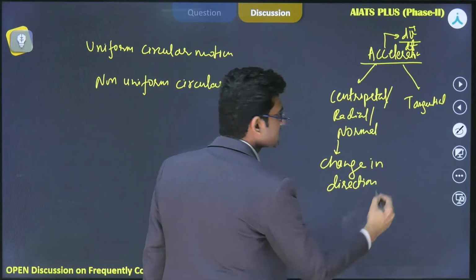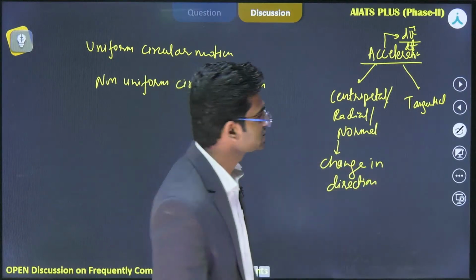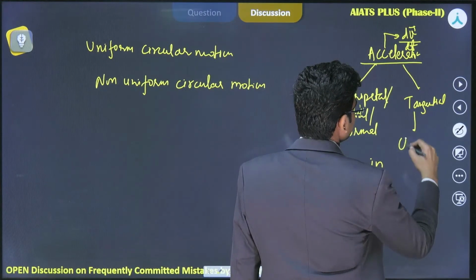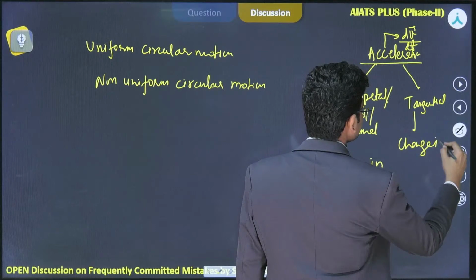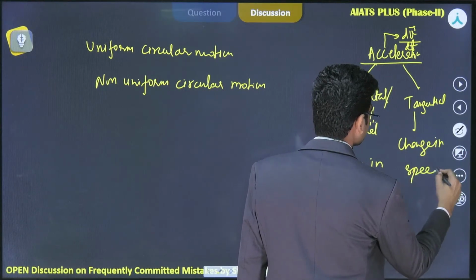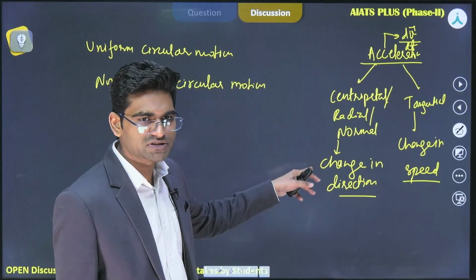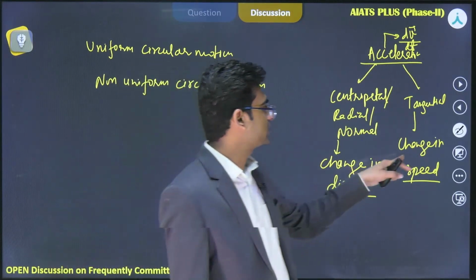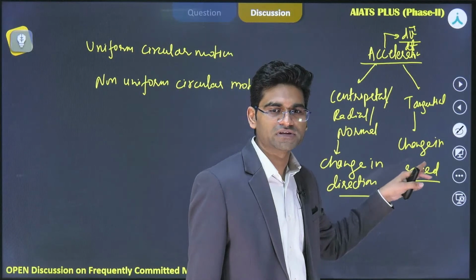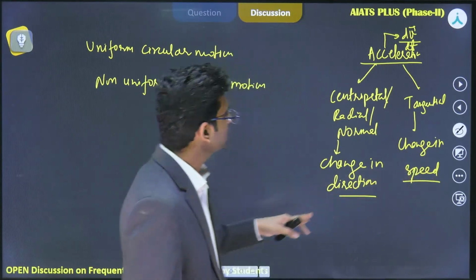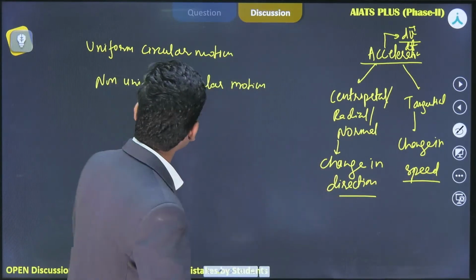What about the other one, the tangential acceleration? This creates change in speed. So there are two types of acceleration. One is responsible for change in direction and the other is responsible for change in speed.